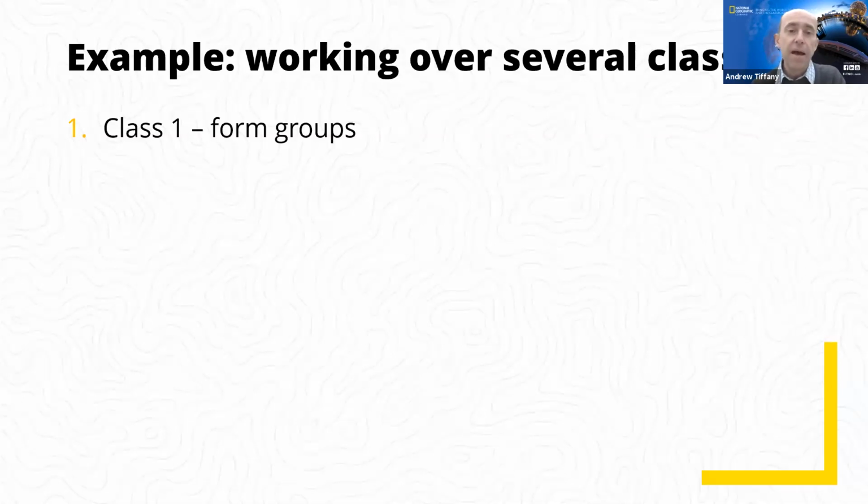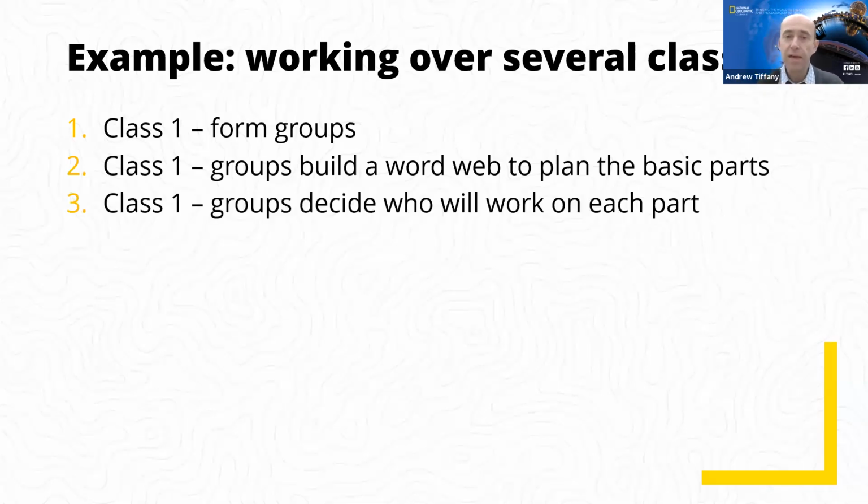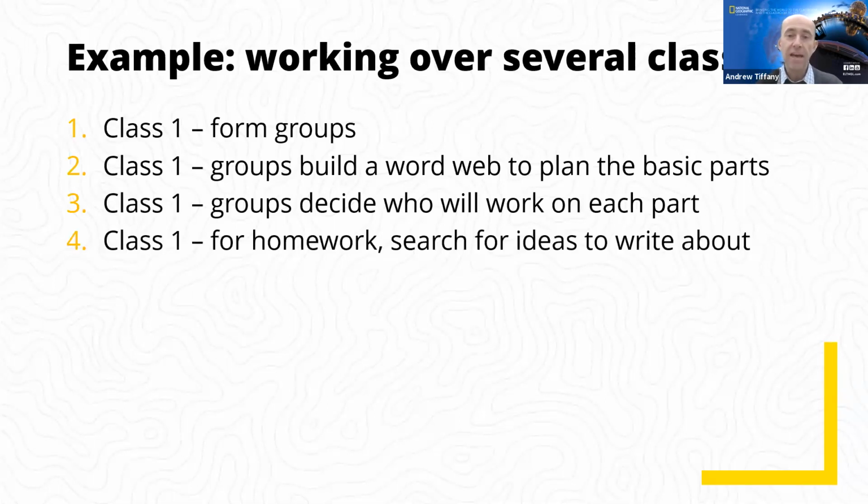So we form groups, and then probably we're going to get those groups starting to build their plan, right, through that word web of each of those different things we saw on the last page, okay? And then probably also get them to decide who's going to work on each piece. So divide the responsibilities up. And then for homework, they can start searching up their ideas, okay, about what they're going to put together. So you can see all of this is in the first class. I've got a lot of little tasks here that we're all going to do to get working on this project, okay?